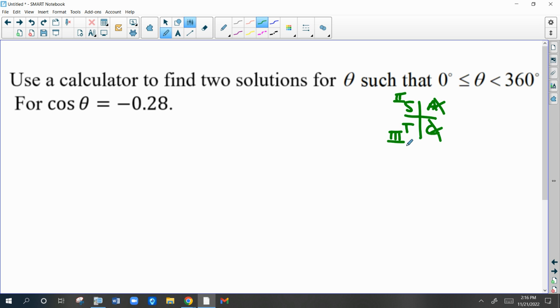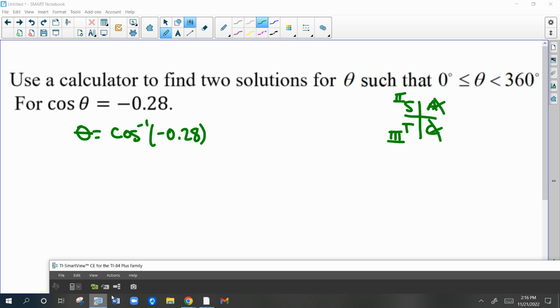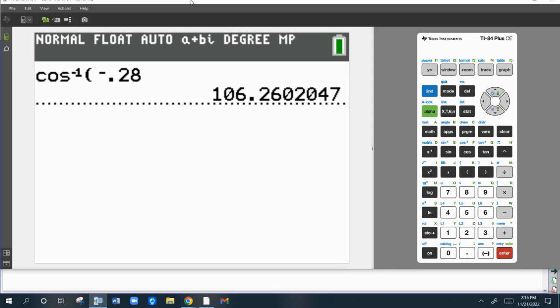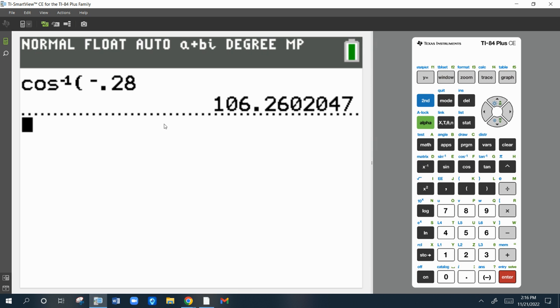So let's just find out what theta is first. Let's see what our calculator tells us theta is. So we know how to do this with the calculator. To get rid of the cosine, you have to inverse cosine both sides. And that will give us our starting point on this question. So make sure you're in degree mode. Grab the calculator. I already did this because I screwed up on the last video.